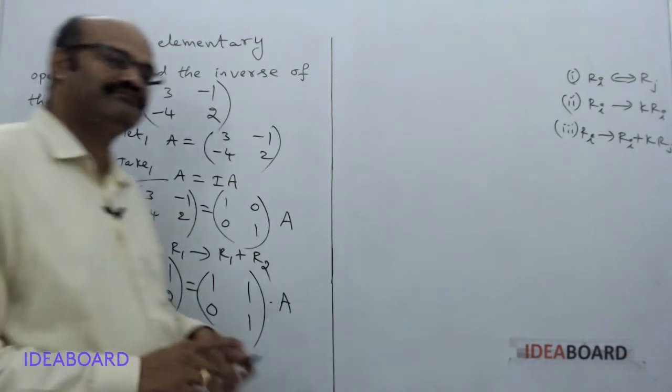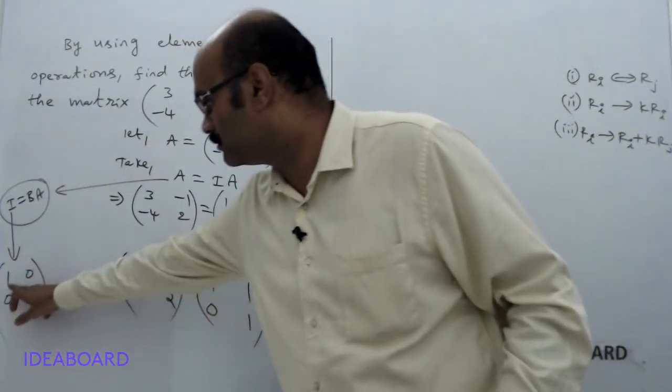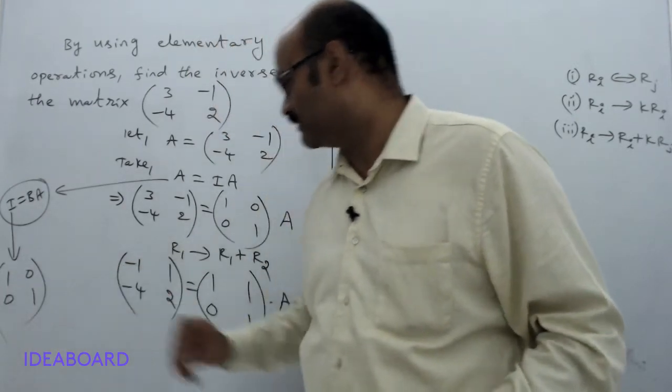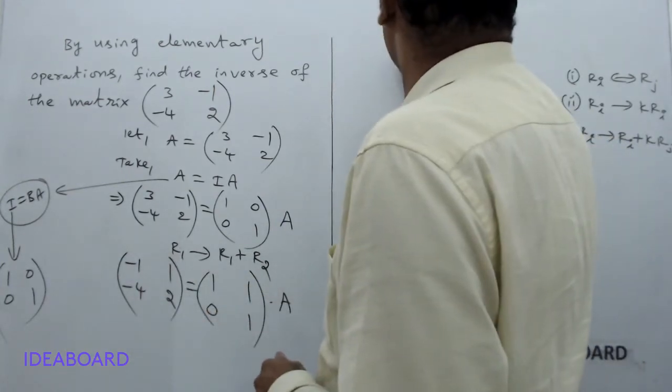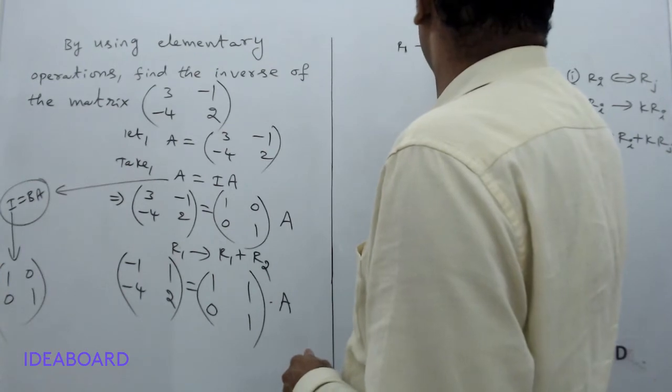Now here we have to get plus 1, but here we have minus 1. So R1 implies minus 1 into R1.